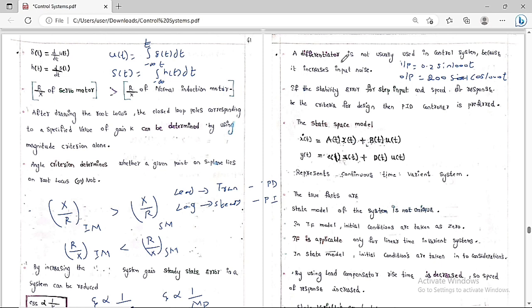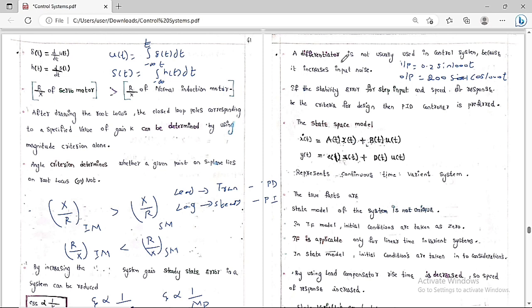So this is the reason we are not going to use the differentiator in the control system, because if you use a differentiator in a control system, the input noise is going to get amplified. So this is the basic reason for not using the differentiator in a control system. So finally I can say a differentiator is not usually used in a control system because it is going to increase the input noise.